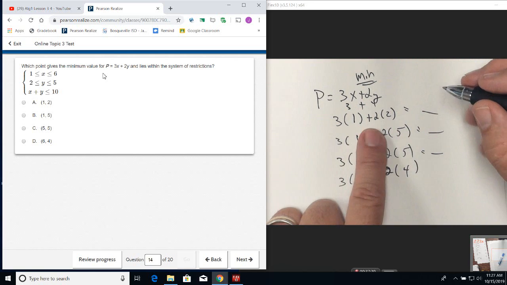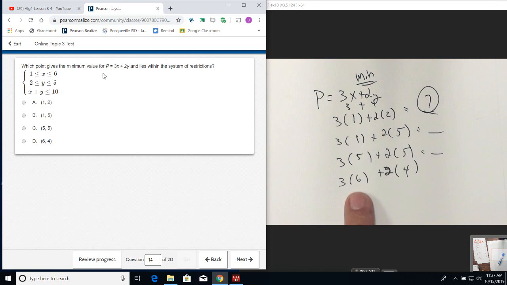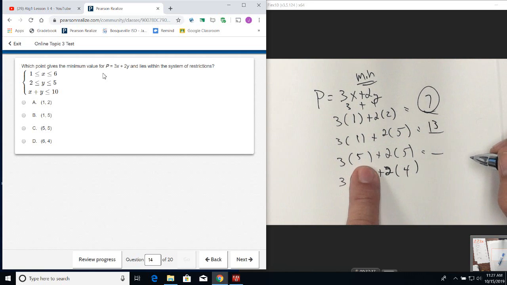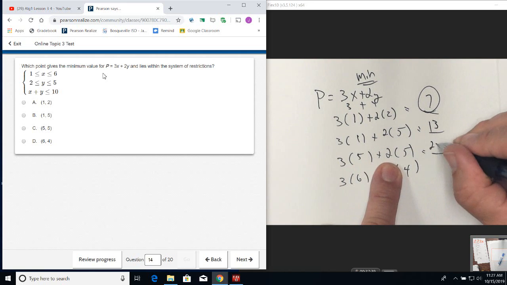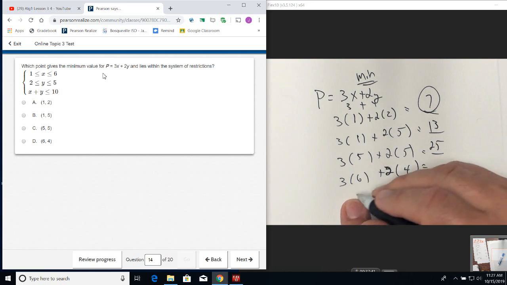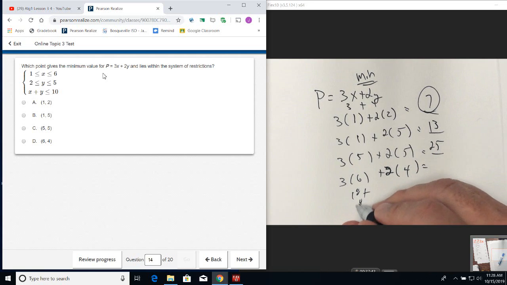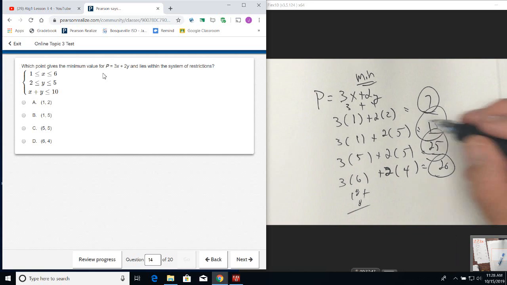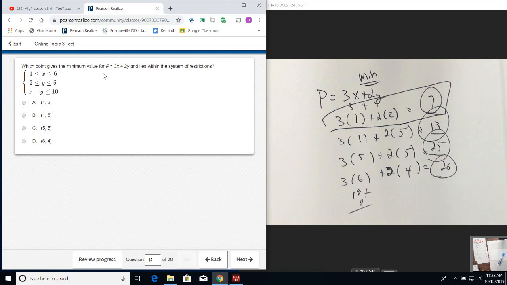Who knows? 3 plus 4 is 7. 3 plus 10 is 13. This is 15 plus 10, which is 25. And this would be 18 plus 8, which is 26. So which one of those gives you the smallest value? The first one.